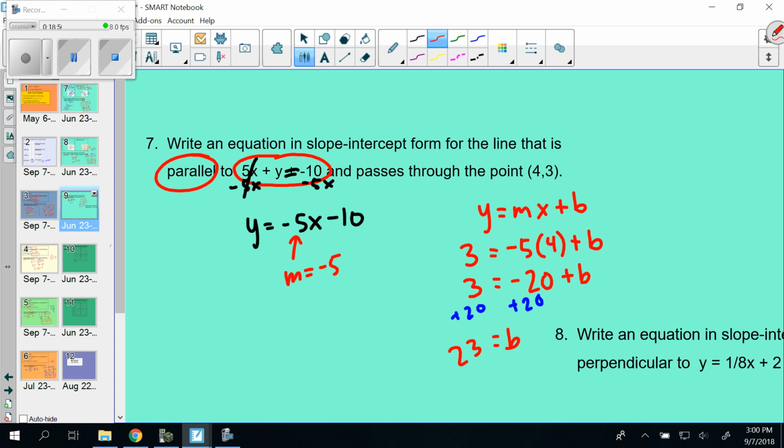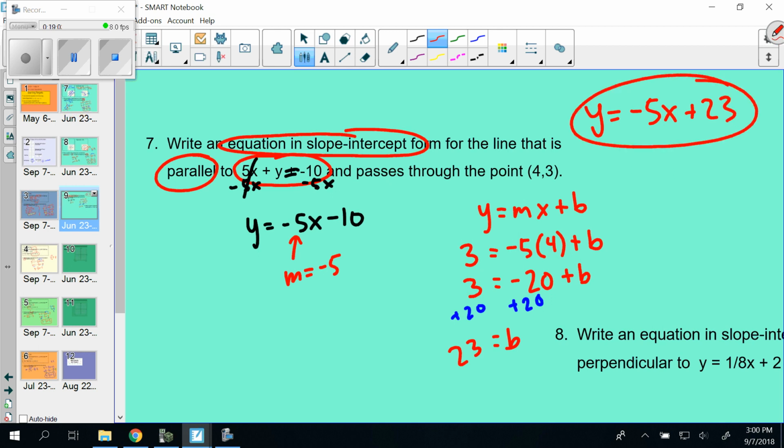If you're doing it this way, though, you can't stop there. You do have to answer the question, because they want the equation in slope-intercept form. So it'd be y equals, our slope was -5, our new y-intercept was 23. Okay, you get the same answer if you did it in point slope.